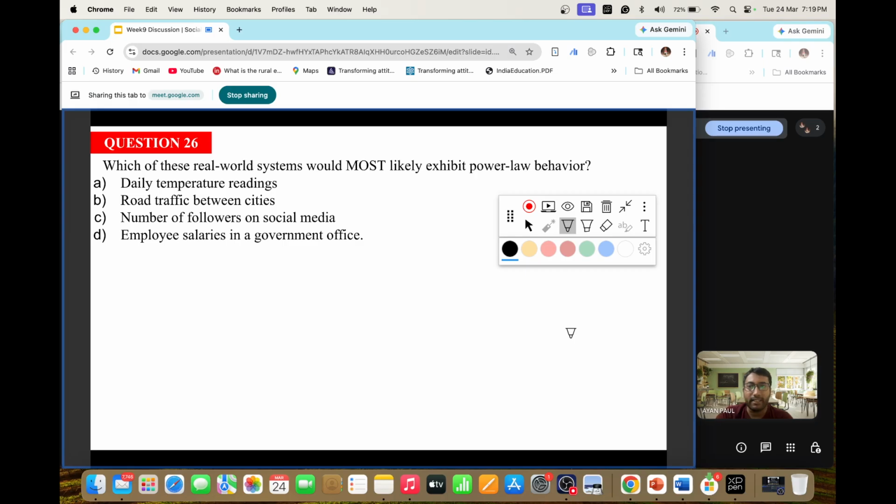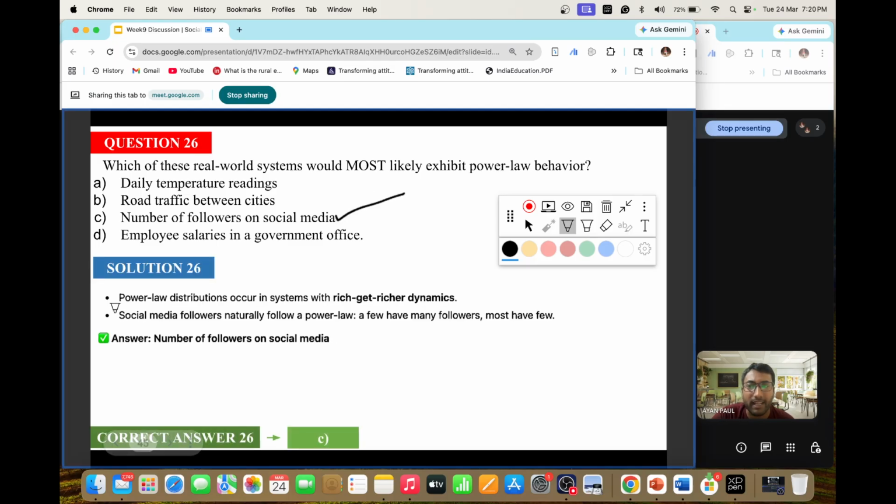Move to the question number 26. Which of this real world system would most likely exhibit a power law behavior? Daily temperature reading, road traffic between the cities, number of followers on social media, option D, employee salary in a government office. So very easy, that is number of followers on a social media. Option C is the correct answer. Power law distribution occur in a system with rich-get-richer dynamics. Social media followers naturally follow a power law. Few have many followers, most have few. So option C is the correct answer, that is number of followers on the social media. So this ends our question number 26.